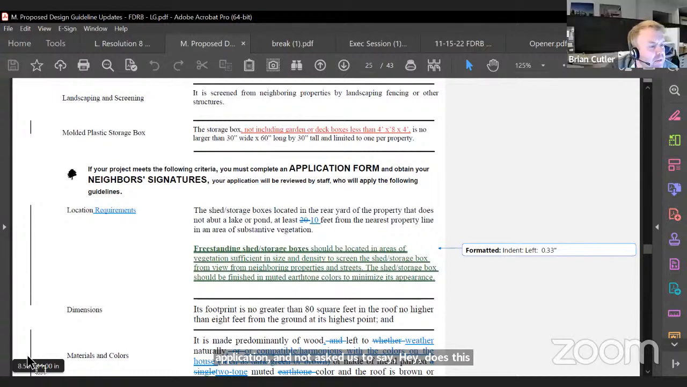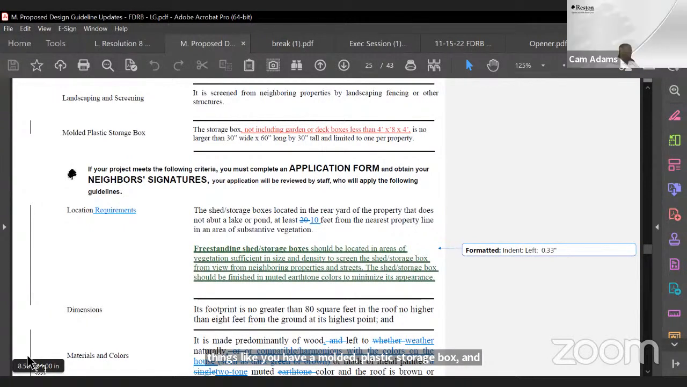Should you split this out then maybe into two different things? Like you have the molded plastic storage box, and then you have another line under it for garden or deck box? Sure, absolutely. It's a great suggestion.